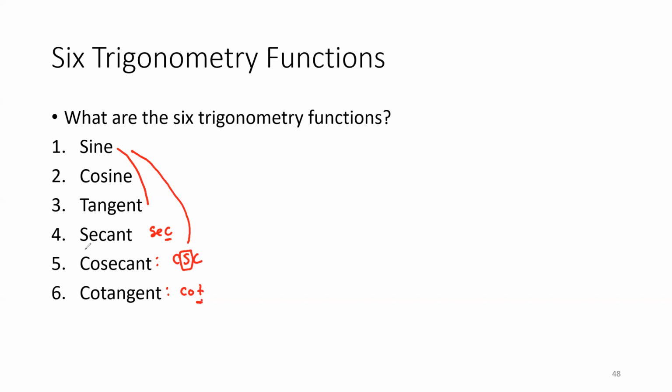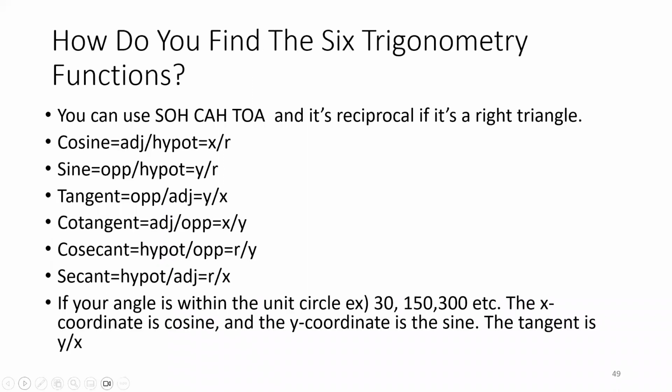Okay, let's do some. So this is more in depth. How do you find the 6 trigonometric functions? So how do you find the sine, cosine, tangent, cotan, secant, cosecant, etc.? So you can use SOHCAHTOA and its reciprocals if it's a right triangle, right? I think we went over that on another video. So if it's a right triangle, you could do SOHCAHTOA.